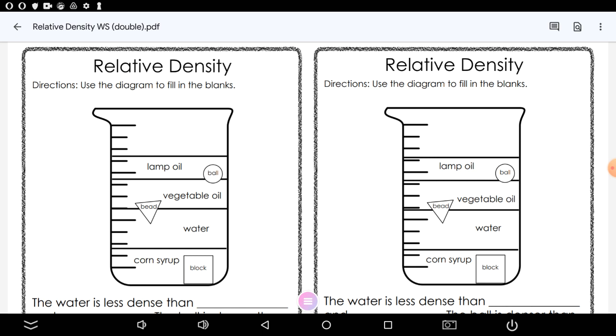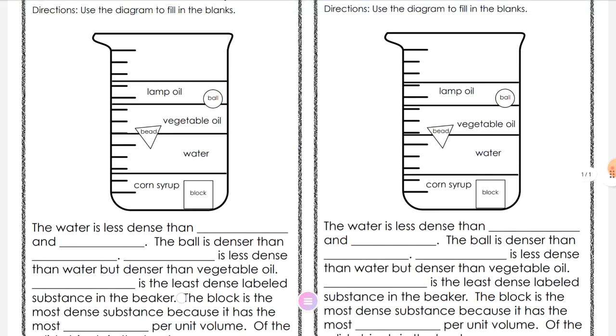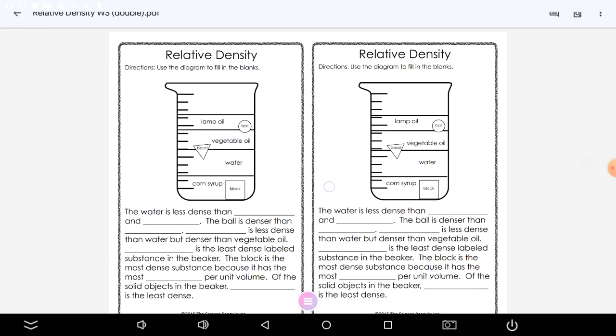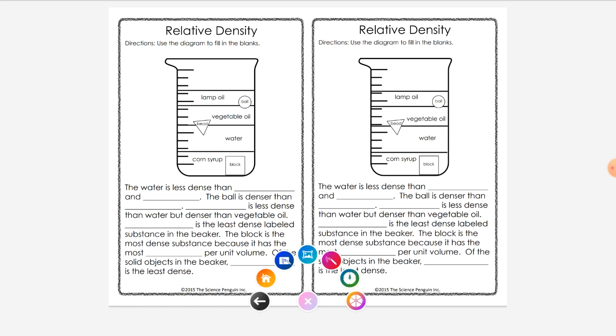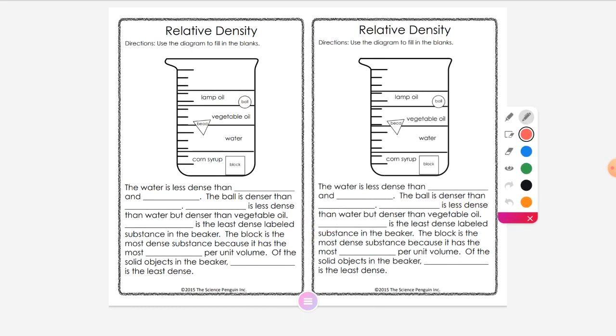Okay, so on here, it says use the diagram to fill in the blanks. Let me see if I can shrink it enough to see it all. There we go. The water is less dense than blank. So we're focusing on water right here. If it is less dense than something, is it floating above that something, or is it just below that something if it is less dense?